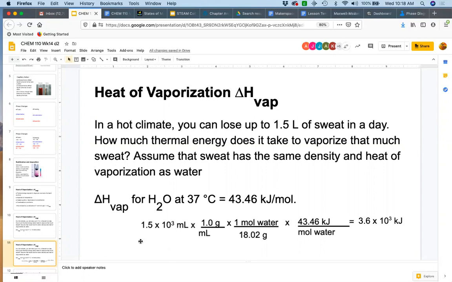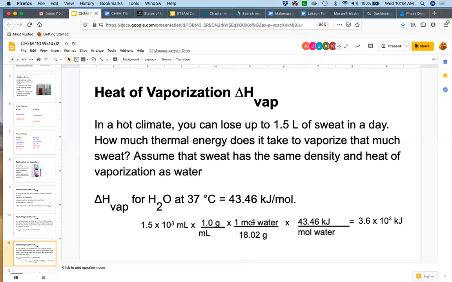But we'll start here. So if we have 1.5 times 10 to the third milliliters, that's the volume of sweat that we have. And it said sweat has the same density, so we're using the density of water, 1 gram per milliliter. Now our milliliters will cancel and we're left with grams. Well, we know the molar mass of water, that's 18.02 grams. So now our grams cancel. That gives us 1 mole of water.